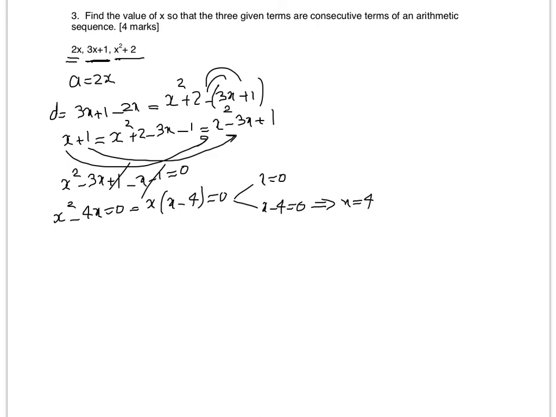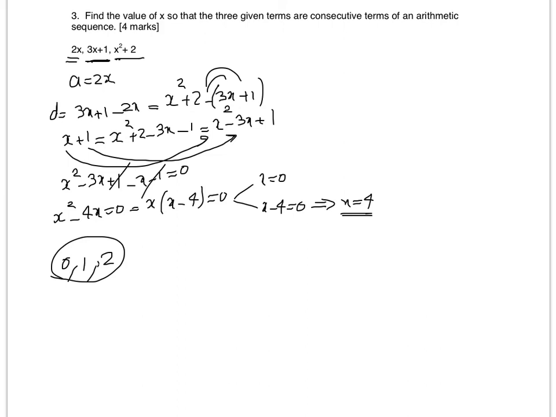So this means for x equal to 0 or x equal to 4, this is true. So let's see what the terms are. If x is 0, then I get 2 times 0 is 0. 3 times 0 plus 1 is 1. 0 squared is 0 plus 2 is 2. So this is one arithmetic sequence, which you can see is arithmetic because every term is the previous term plus 1. The other possibility is if x is 4.